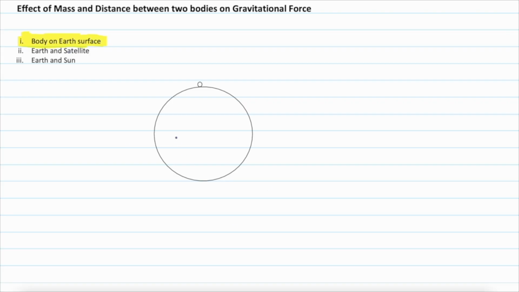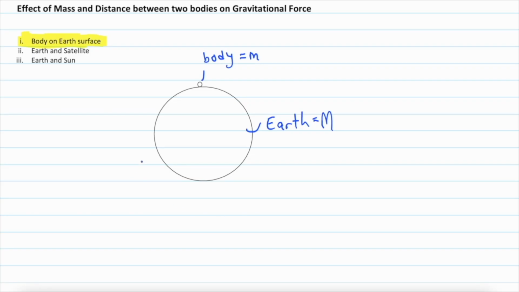In this diagram, we have two circles. The big circle represents Earth, while the small circle represents the body on the Earth's surface. Now we know that Earth has a very large mass, so we will denote it as big M, while the body has a much smaller mass compared to Earth, and we denote it as small m.